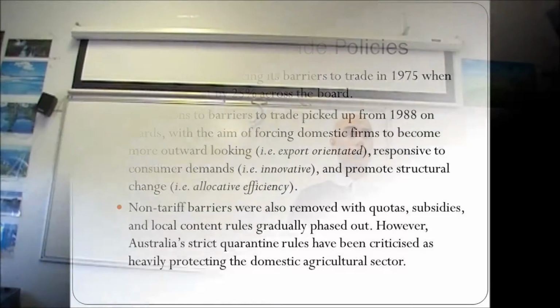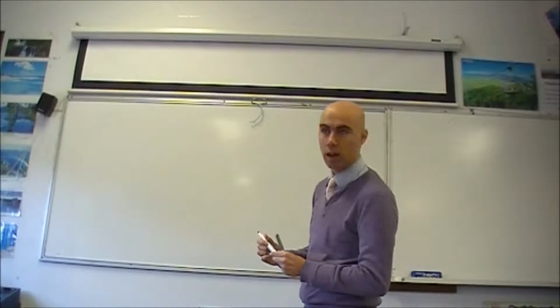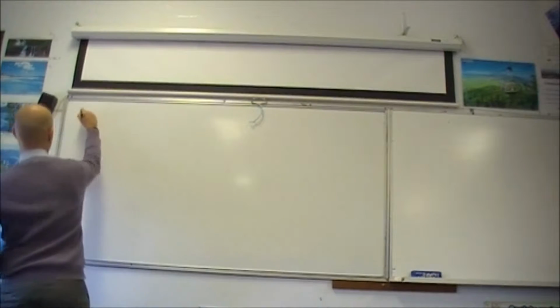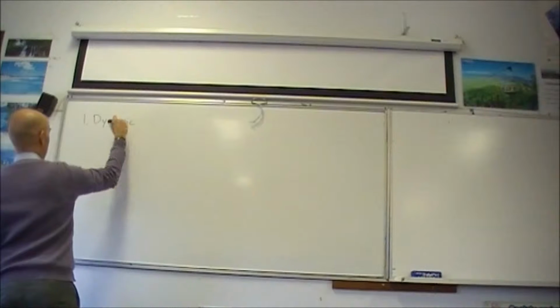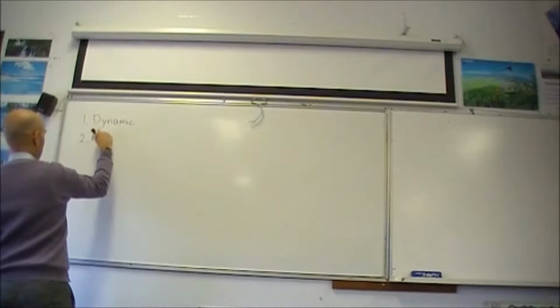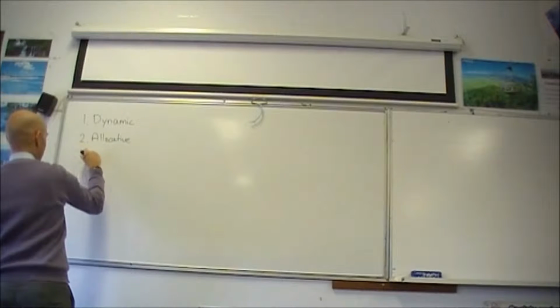Remember, we have 3 types of efficiencies. Anyone remember what the 3 types of efficiency were? I've given you one there. Very good. So 1 is dynamic, which you gave me. 2 is allocative, which I've written there. And what is the third one? And 3 is technical. Very good.